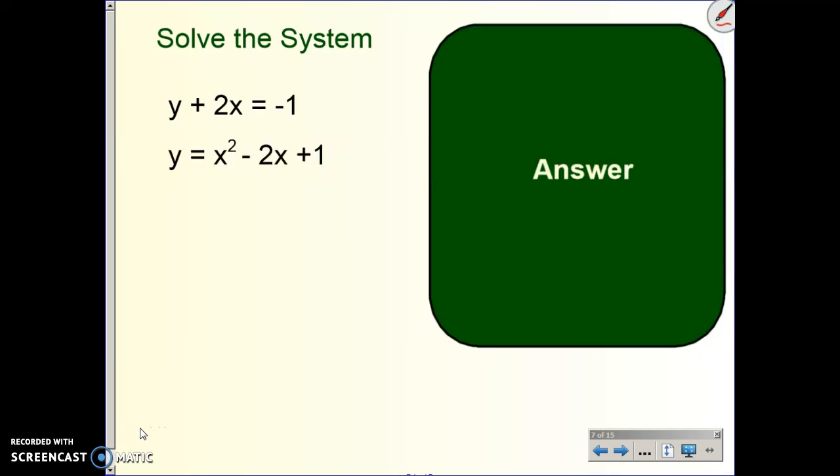Alright everyone, last lesson for the week. Woohoo! We're doing the quadratics section, part 2.